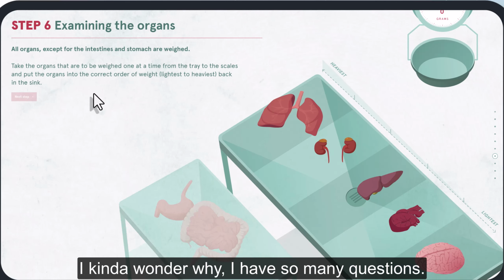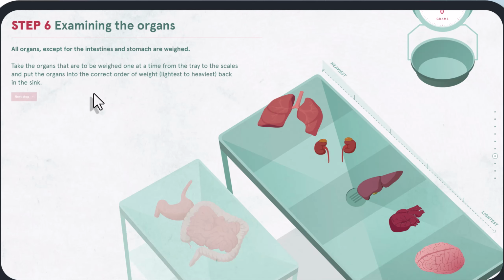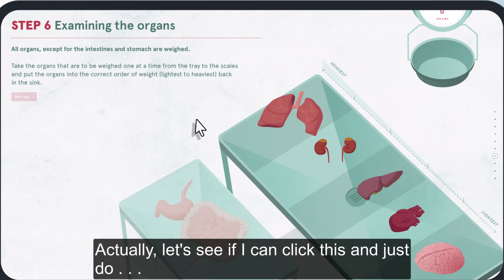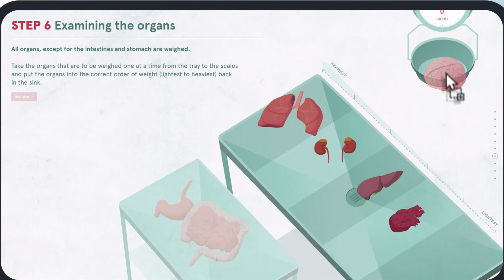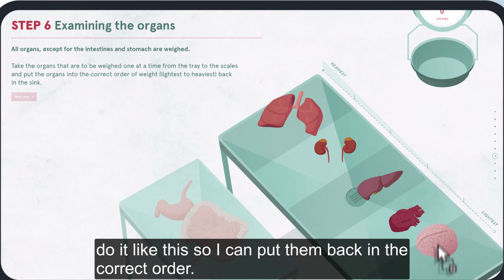I kind of wonder why. I have so many questions. Take the organs that are to be weighed one at a time from the tray to the scales and put the organs in the correct order of weight, lightest to heaviest, back in the sink. Okay. Actually, let's see if I can keep this and just do it like this so that I can put them back in the correct order.